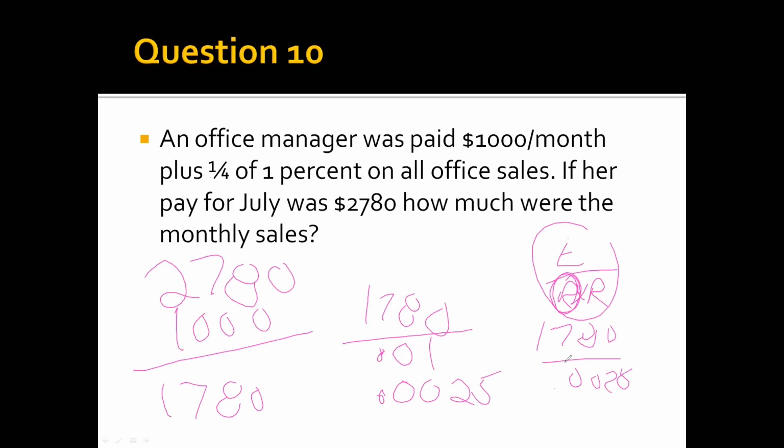And 1780 divided by 0.0025 is going to give us $712,000. So that office made $712,500. She got this bonus, 1/4% on that. $712,500 times 1/4% adds up to $1,780. That's $1,780 plus her $1,000 got her to the $2,780. So you can reconstruct the problem back the other direction, and then we find out exactly what she made. This is often on the test also.